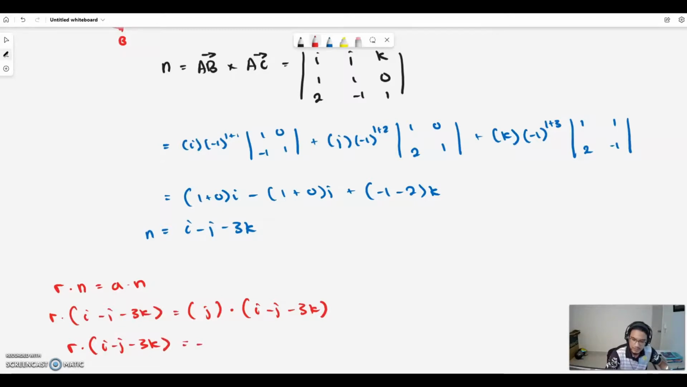And you will have t equal to negative 1. So it doesn't matter which point you use. All three will give you t equal to negative 1. So that is the final answer.